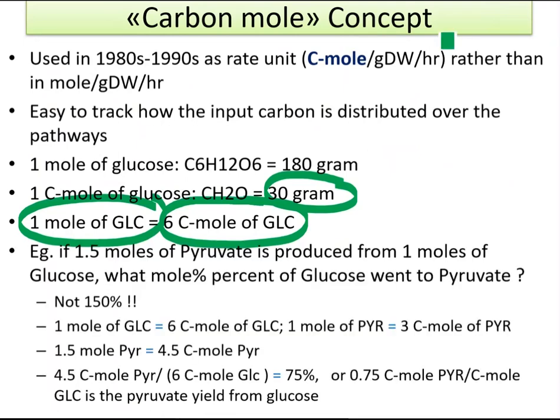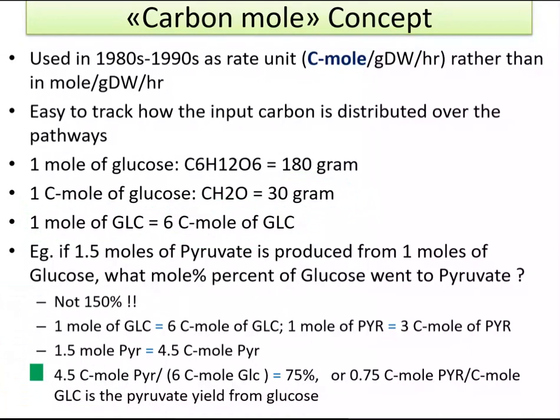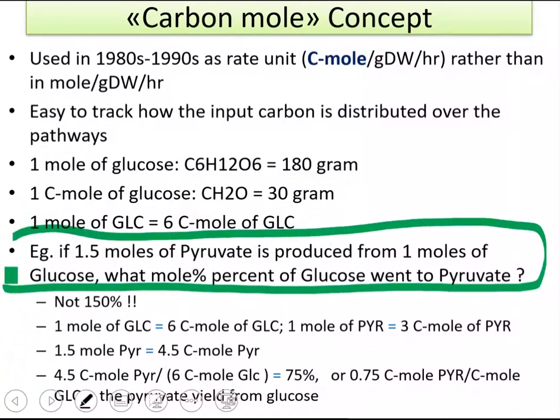How is this useful? Why do we do it? Why did they do it, actually? Nobody does this nowadays, as I said. Let's go through this simple example. Let's say you are told that 1.5 moles of pyruvate was produced from 1 mole of glucose.